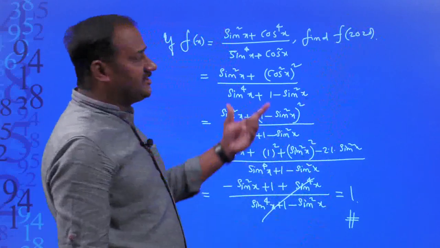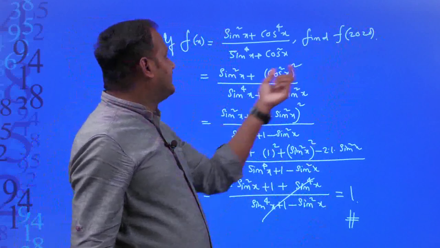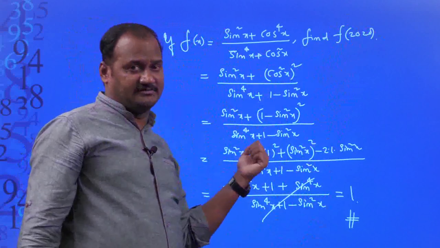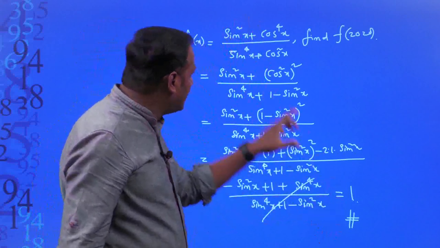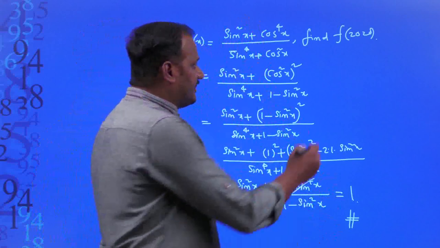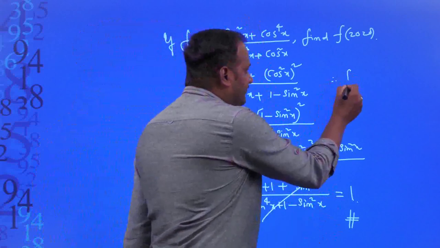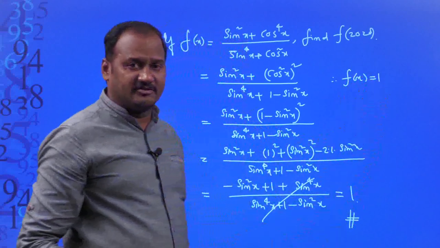So, in order to find the value of f of 2020, you do not have to substitute 2020 in the place of x and solve, right? First, if you evaluate, you get the value of this function is going to be 1. Since the value of this function is equal to 1, you can understand that f of x is equal to 1.